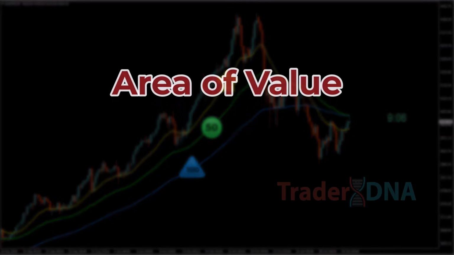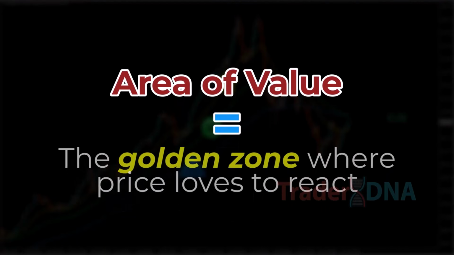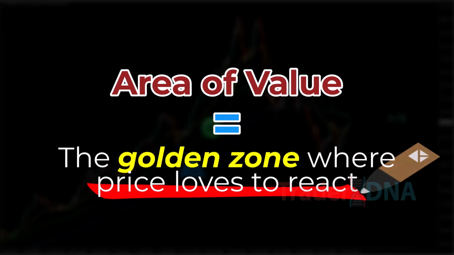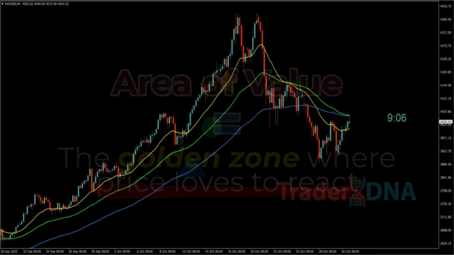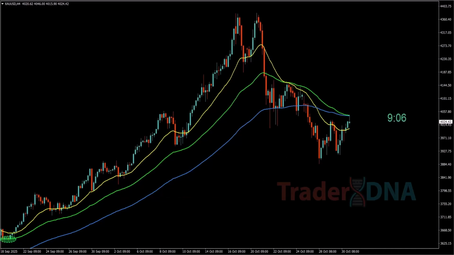When I say area of value, I mean that golden zone where price loves to react. It's like a dynamic support or resistance zone that moves with the market. You're not just looking at a random line, you're watching how the market respects that line. When price touches it and reacts, that's your signal that something big is about to happen.